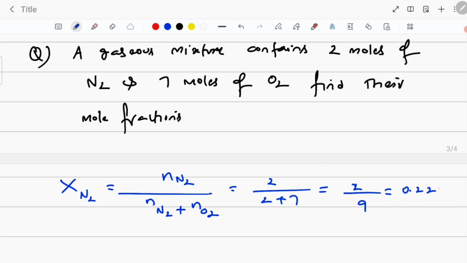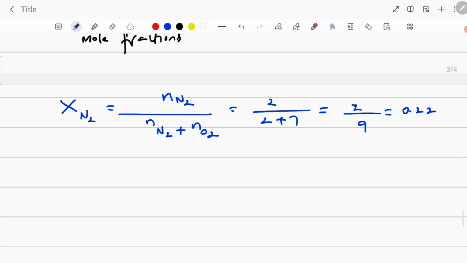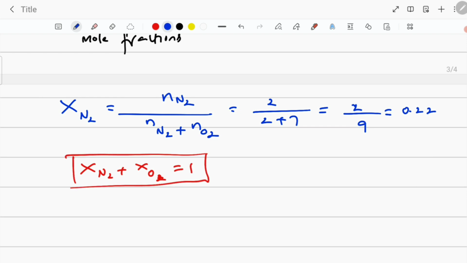Here we know one important relation. The sum of mole fractions of all the components in a given mixture is equal to 1. So mole fraction of N2 plus mole fraction of O2 is equal to 1. If you know the mole fraction of N2, then the mole fraction of O2 is 1 minus 0.22, which is 0.78. So that covers some important question models based on concentration terms.